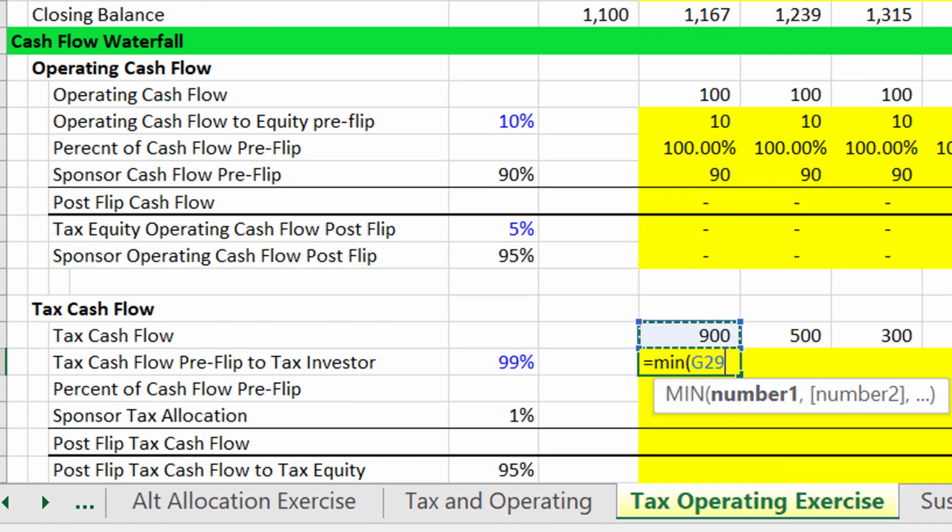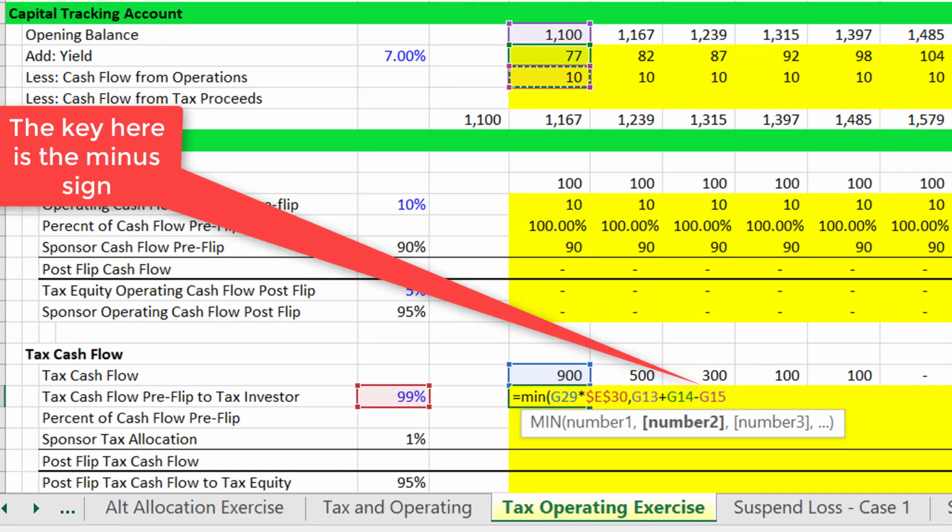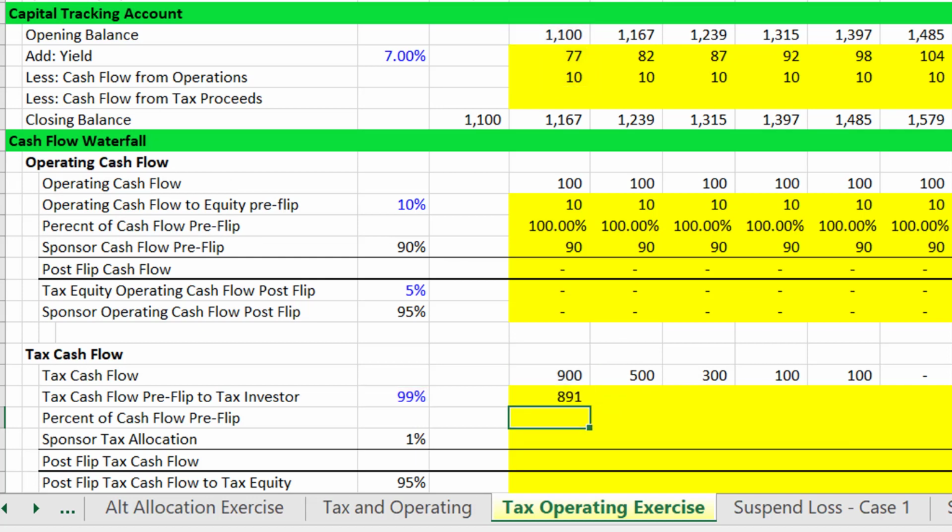But this is where it gets a tiny little bit trickier, because you take this minimum function and then you take it from the opening balance plus the accrued interest again, but this time minus the thing that occurred upstairs in the previous waterfall. That is the big trick. It took me a long time to get this. Maybe it's totally obvious to you. And then you can do the same thing.